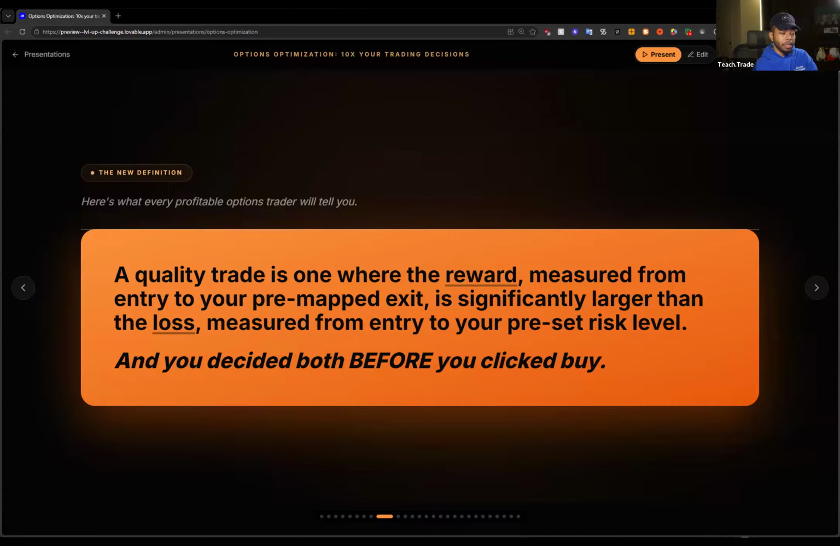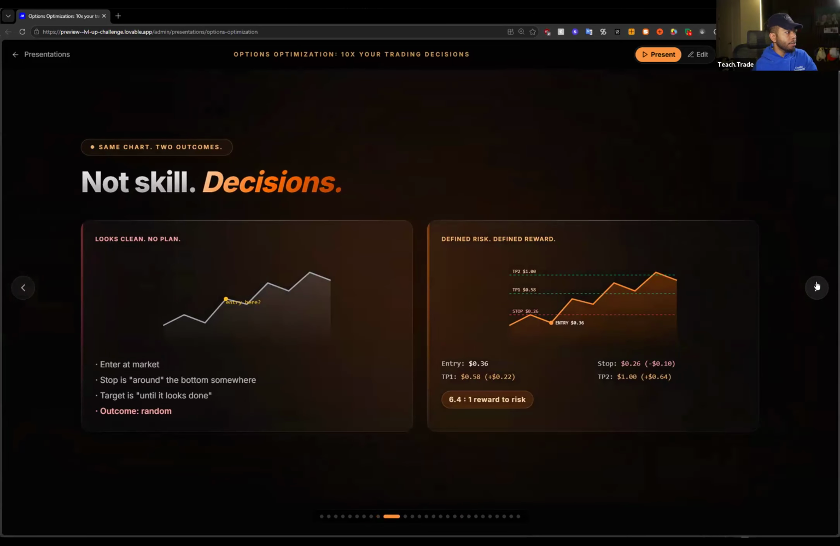The second thing, after first asking if I'm wrong, how will I know I'm wrong and how much will I lose, is: if I'm right, where will I get out and how much will I make? If the second number isn't significantly bigger than the first, that trade should not exist. So this is essentially visualizing that for us.